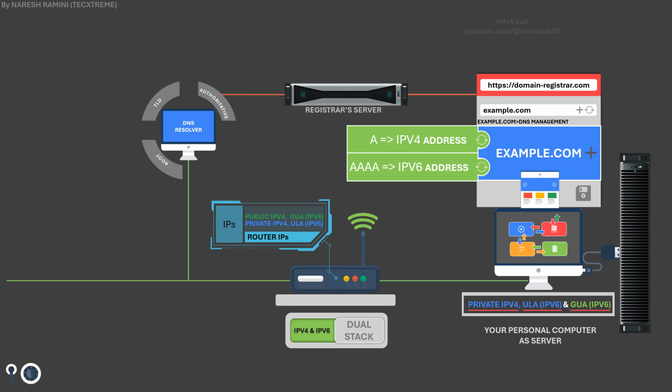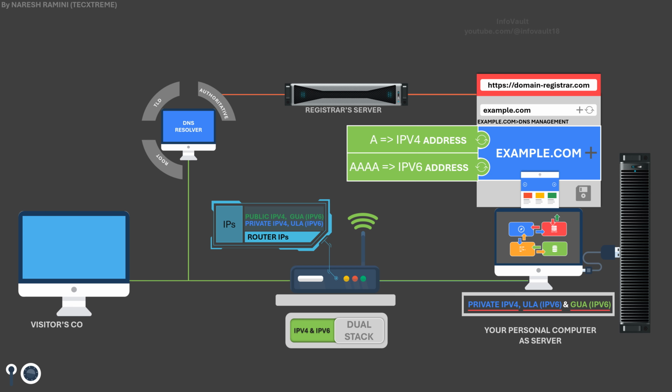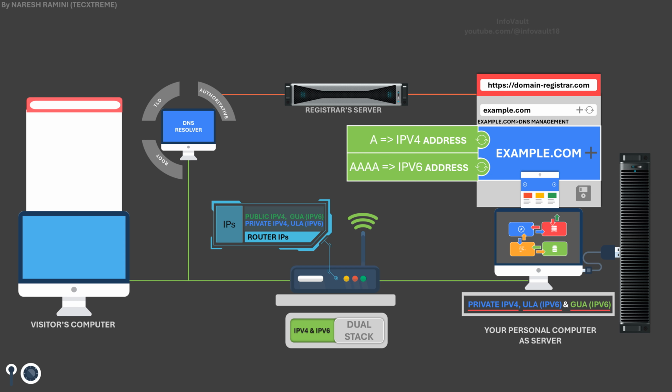Now, with this, we've successfully set up the device, network, and internet environment. Next, let's see how things work by introducing a visitor's machine. When a visitor tries to visit your domain, example.com, their browser doesn't yet know the IP address of the server hosting the website. Here's how the IP address is obtained.